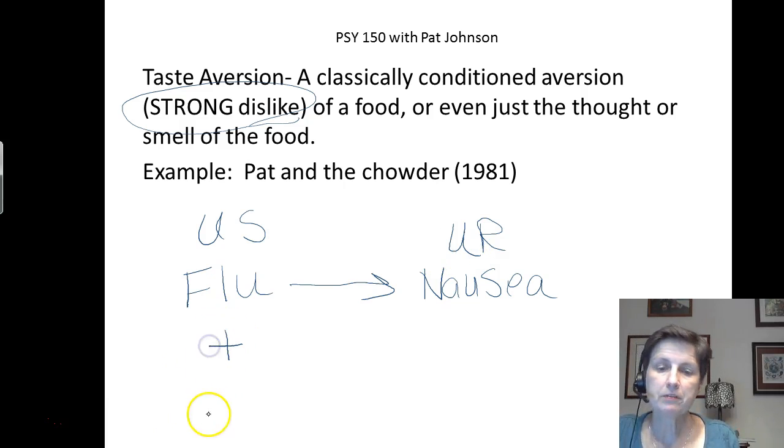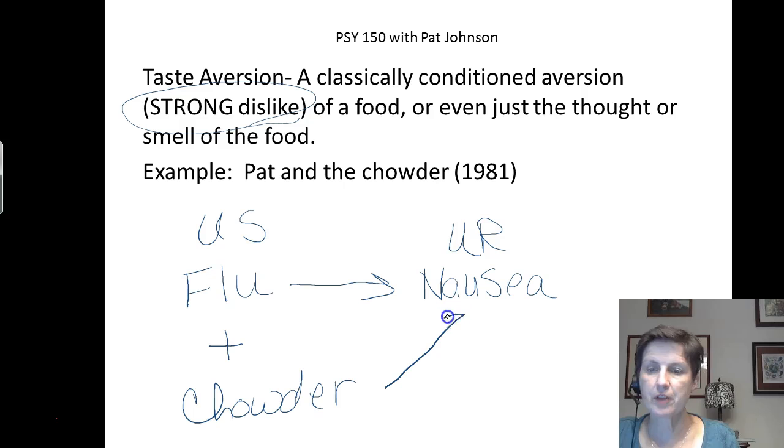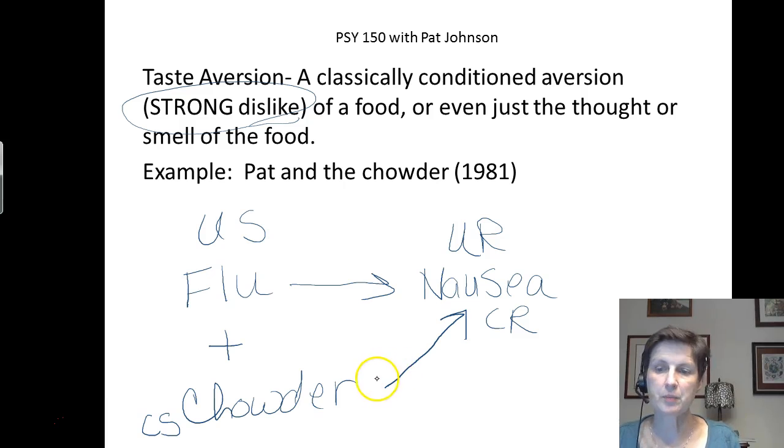And then hours before the flu, I had chowder. And I also watched television and walked the dog and cleaned house and did all sorts of other stuff. But I ate chowder, and then I got the flu, and I got nauseous, and then after that, chowder caused nausea. So chowder, which had been neutral, or actually I had liked it, now whenever I thought or smelled chowder, I got nauseous. So nausea to chowder would be the conditioned response.